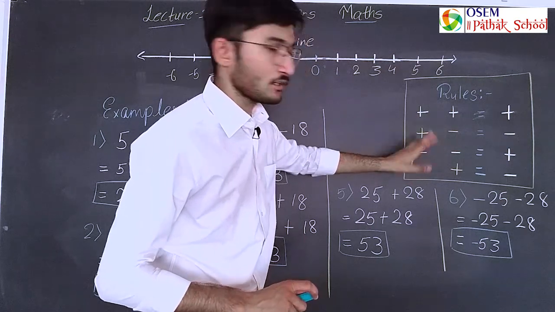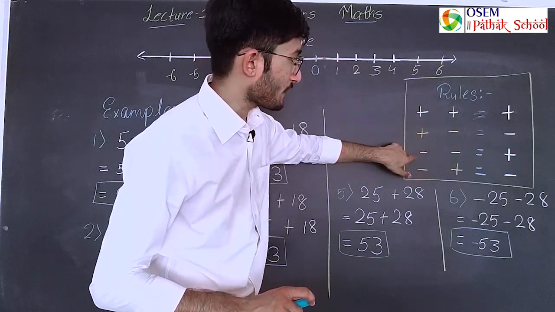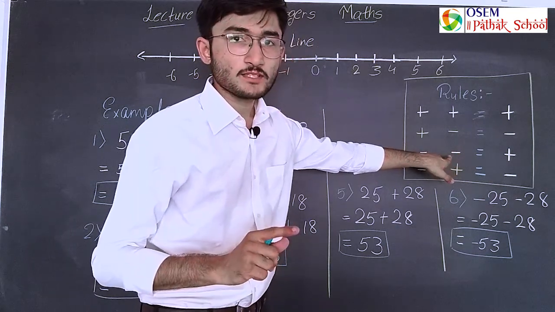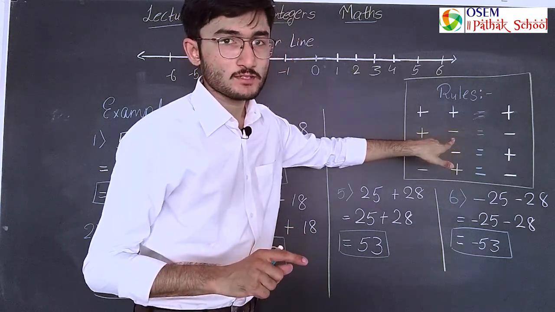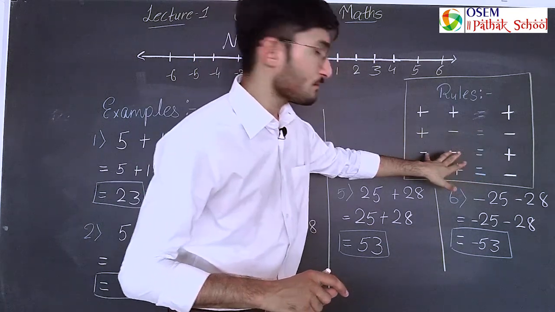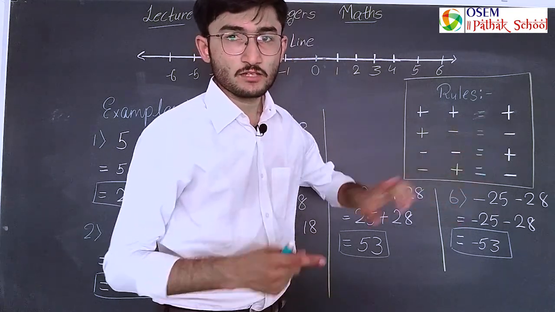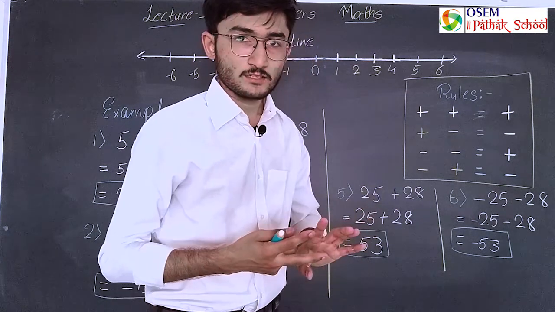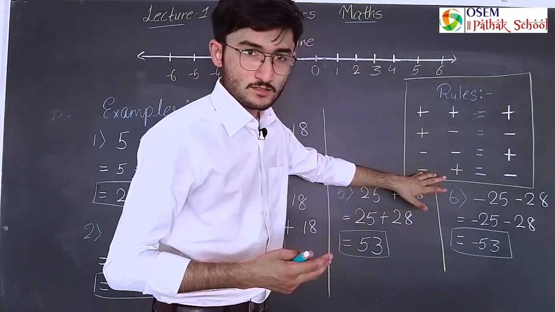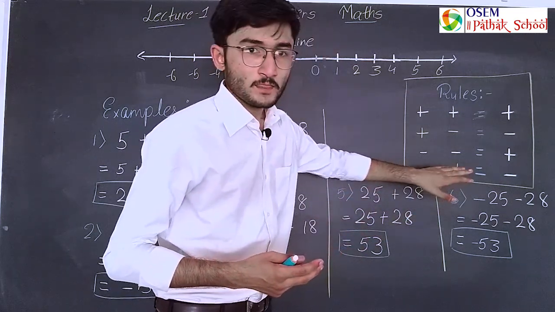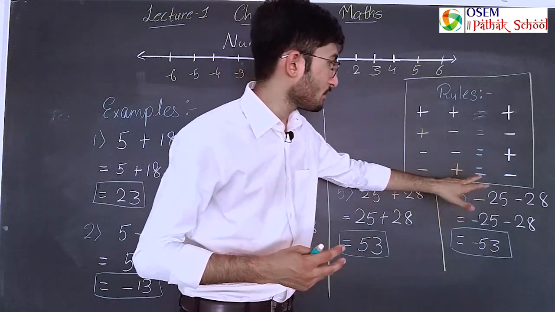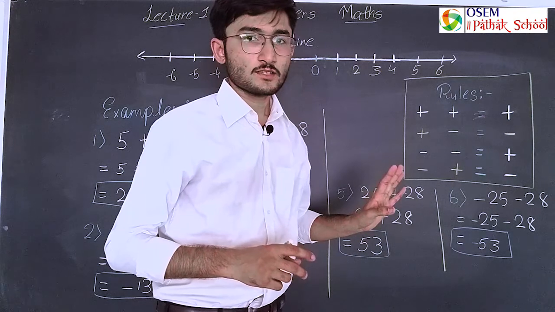Now the third one, minus and minus. When you have both the numbers as minus, you have to add both the numbers and the answer will be on the bigger side. Whichever number is bigger, you will get the answer with that sign. The last one is minus and plus. You have to add both of them, and whichever number is bigger, you have to represent that sign.